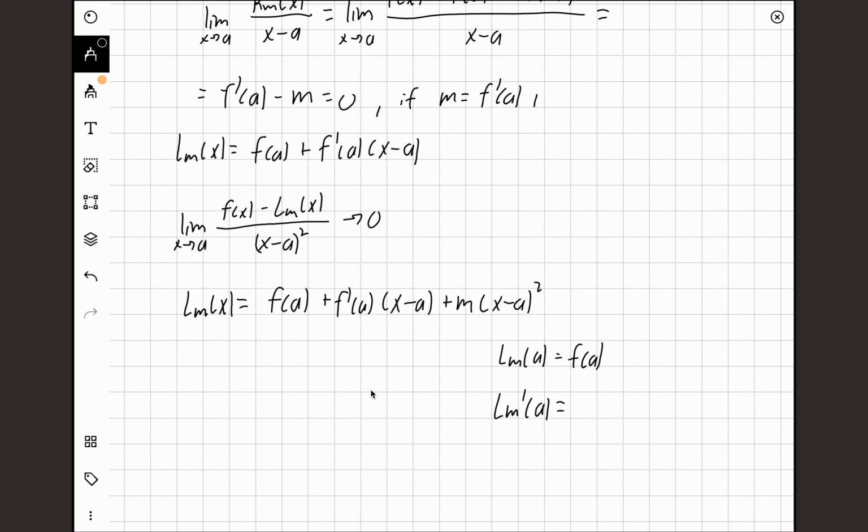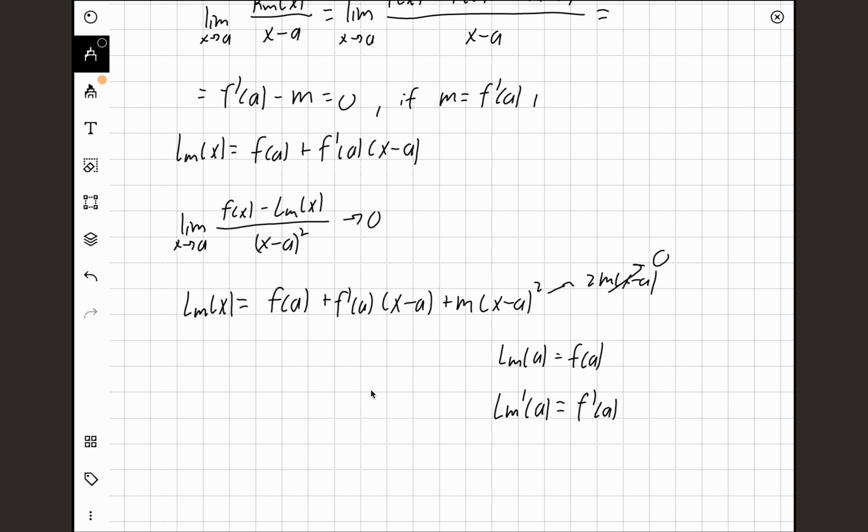And if I take the first derivative of L at the point a, that's just going to equal, if I take the derivative, this goes to 0, because the derivative of x times a constant is just the constant. And if I take the derivative of this, it's going to be 2m times x minus a. And at the point a, this will again go to 0. So the derivative of L at a will again just be equal to the derivative of our function at the point a.